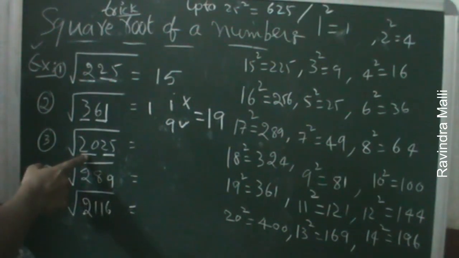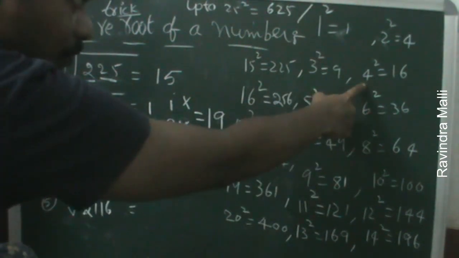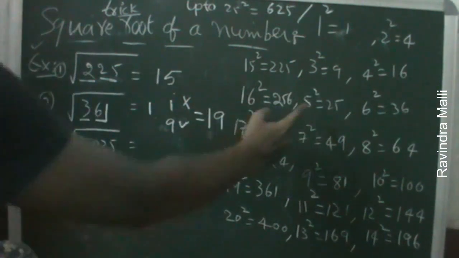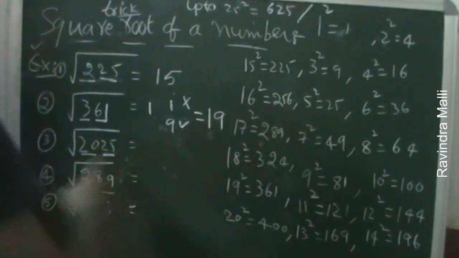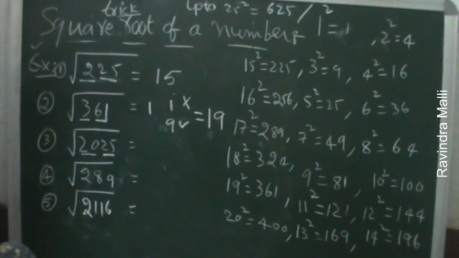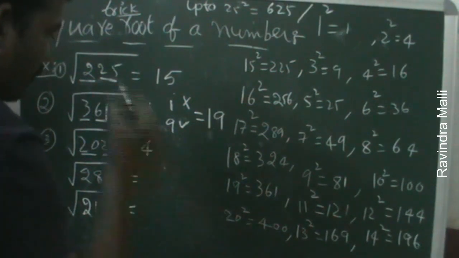Find the approximate square of this 20, where it is very close to 20. Either 4 square, it is 16, or 5 square, it is 25. 25 is greater than 20, so you consider 4 square. That is, 4 square is nothing but 16, so it is very close to 20.